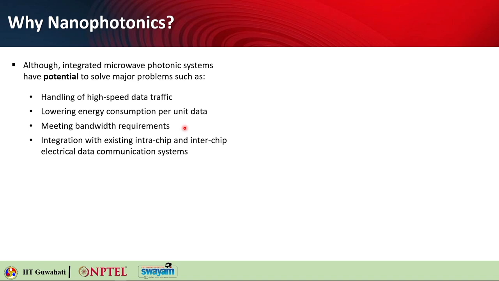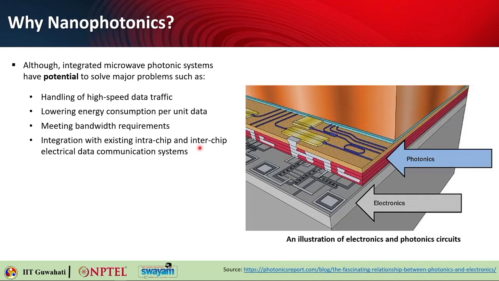And it is also possible to do some integration with the existing intra-chip and inter-chip electrical data communication systems, such as this one. So this is a typical diagram which shows integration between electronics and photonic circuits on the same chip for better signal processing.